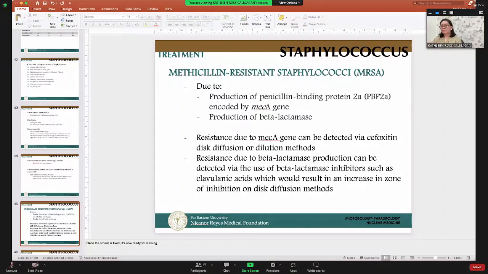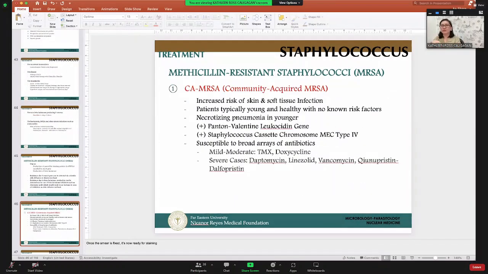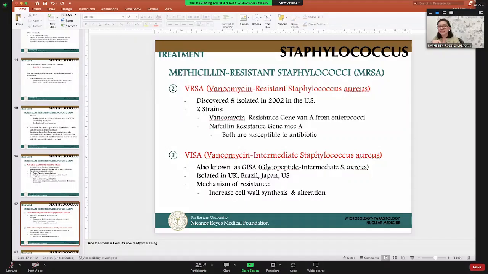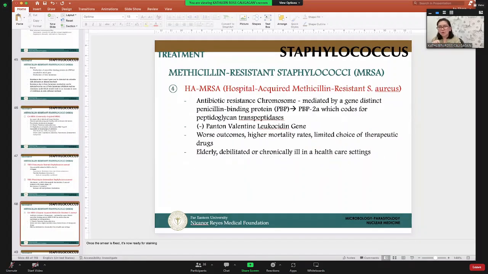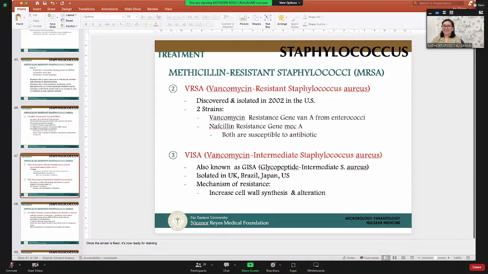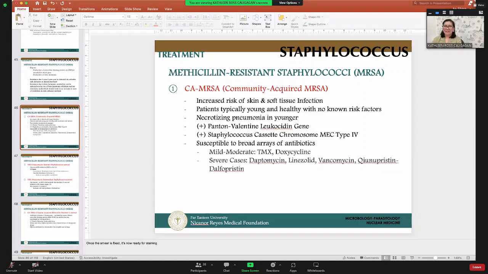So there are different classifications of methicillin-resistant staph. You have the community-acquired, you have the vancomycin-resistant, and the hospital-acquired methicillin-resistant. The community-acquired is the most commonly encountered, but the worst outcome is the hospital-acquired methicillin-resistant. Okay, so you just read on what's written there.